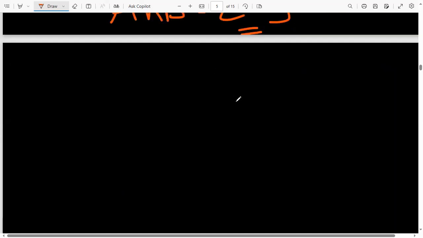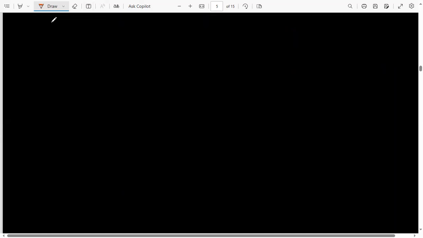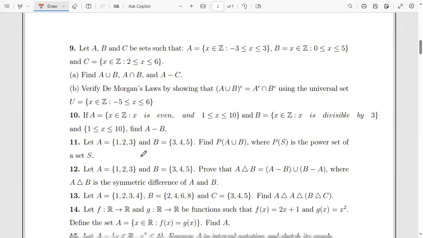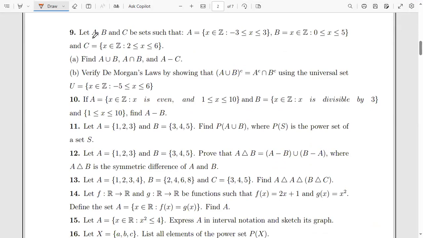All right, so let's look at the other question, which is question 9. Now we have 3 sets. They're saying A, B, and C are sets such that A is this, B is that, and then C is that. So you have to know the sets of numbers that you have.